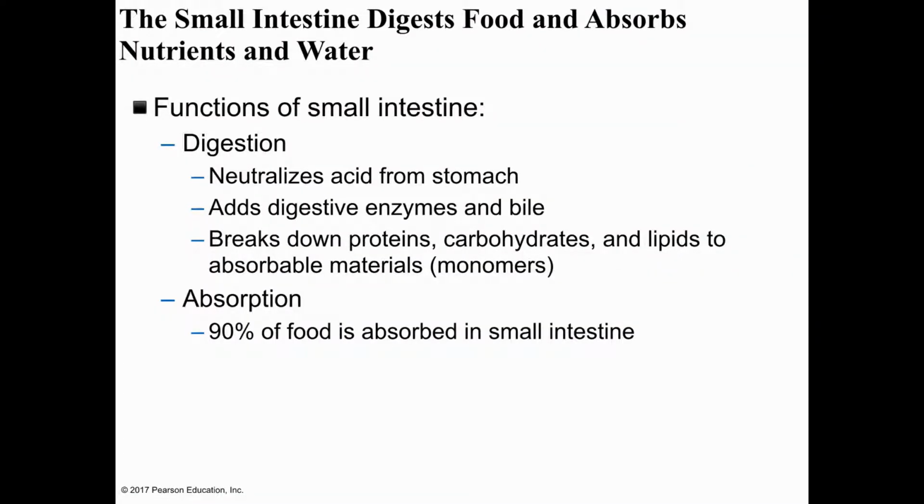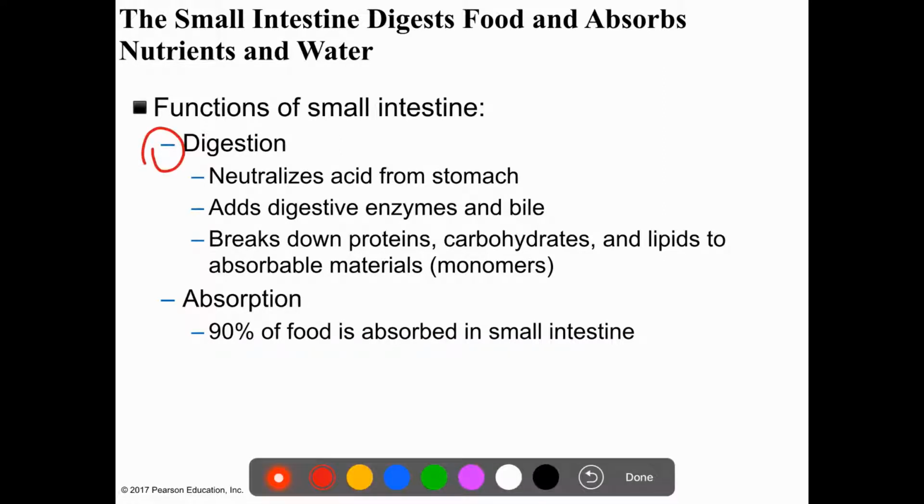Let's see now the small intestine. And for the small intestine, it has two major functions. The digestion, this is one. Here it neutralizes the acid from the stomach, it adds digestive enzymes and bile, and it breaks down the protein, carbohydrates, and lipids to absorbable materials or monomers, and we will see that.